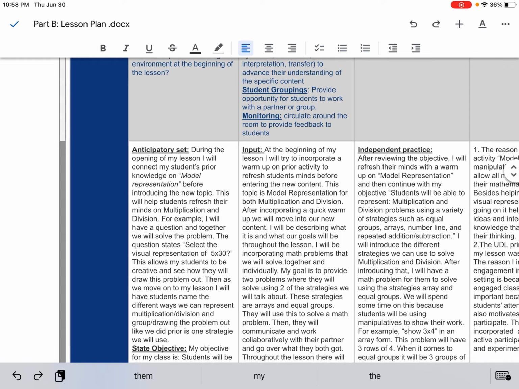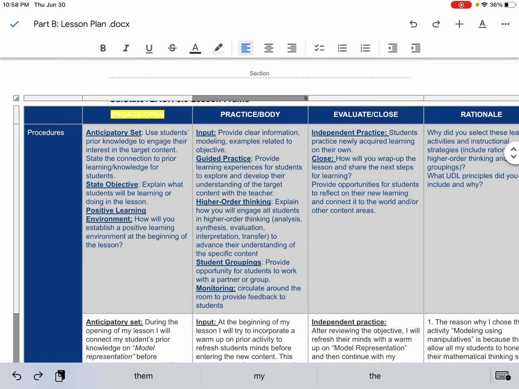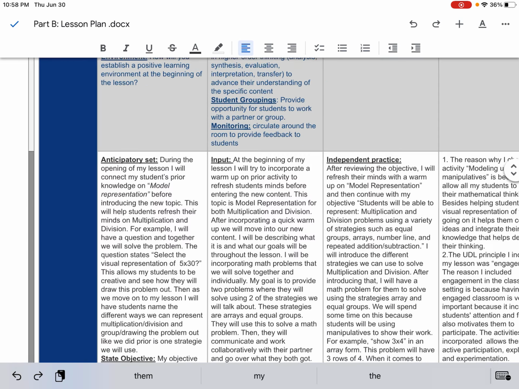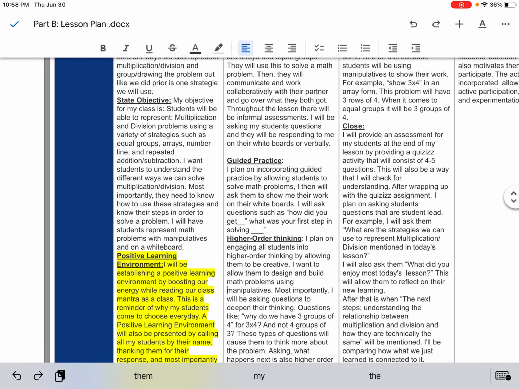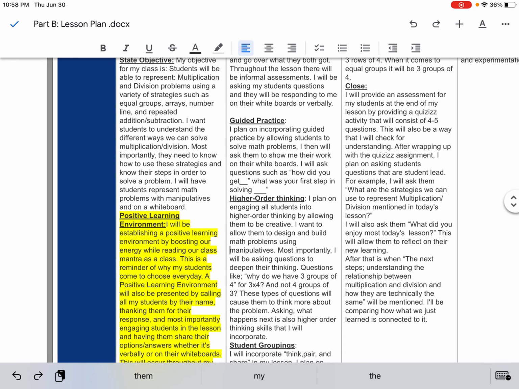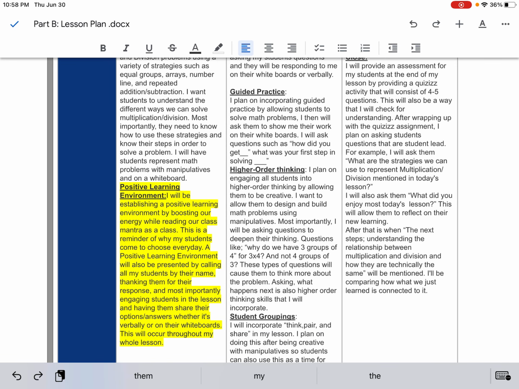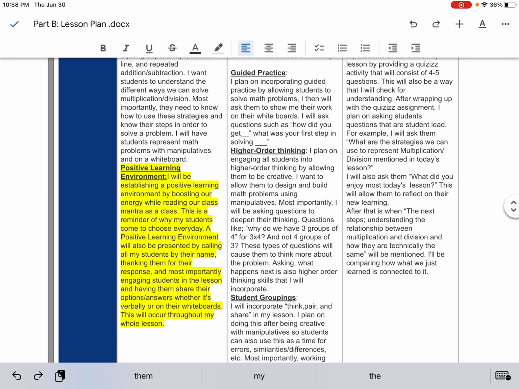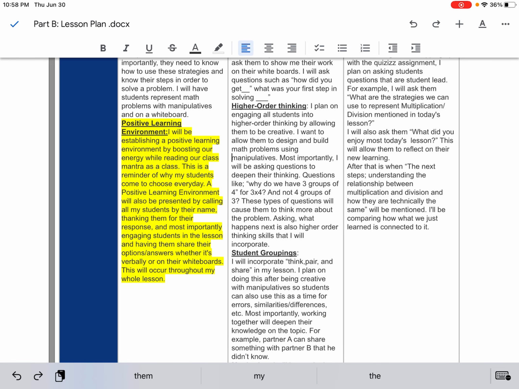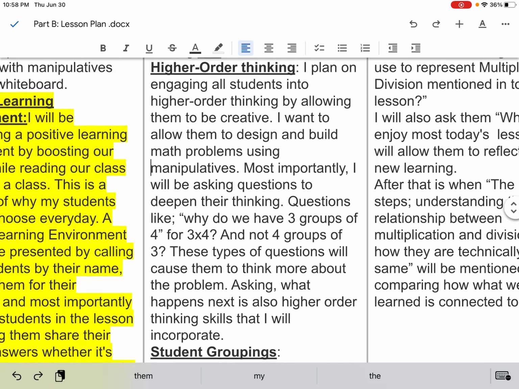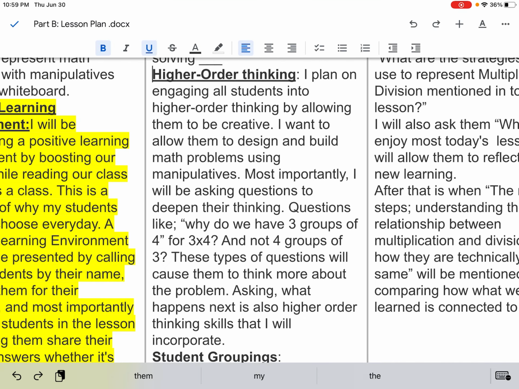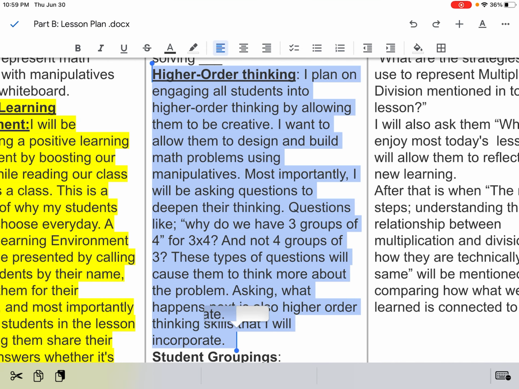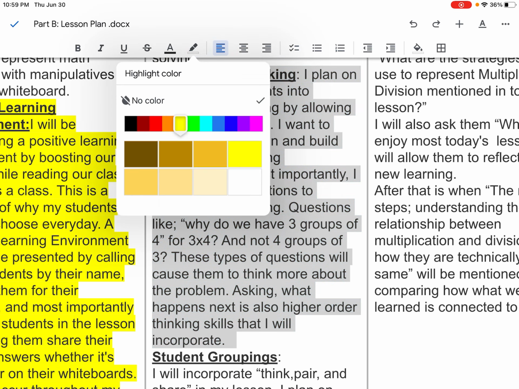And then if we go down here for the input, I talked about how I was going to start the guided practice during the body of my paragraph, and I talked about higher order thinking questions, and how I plan on engaging our students in higher order thinking by allowing them to be creative. I want them to design and build math problems using manipulatives. So this right here is very, very beneficial.